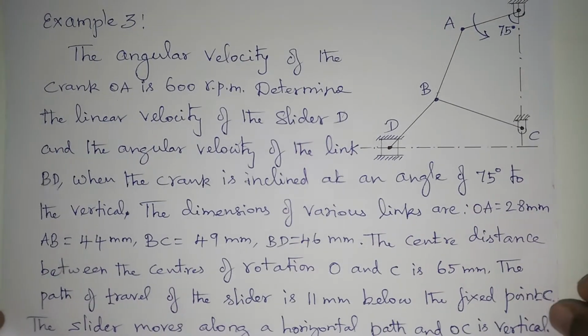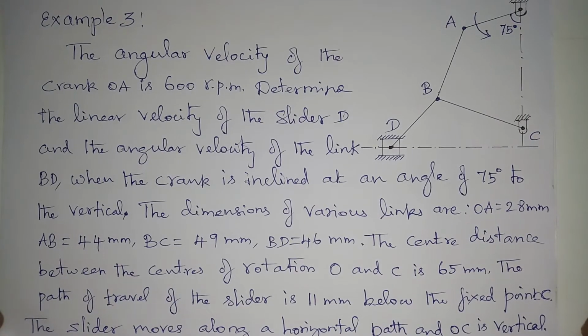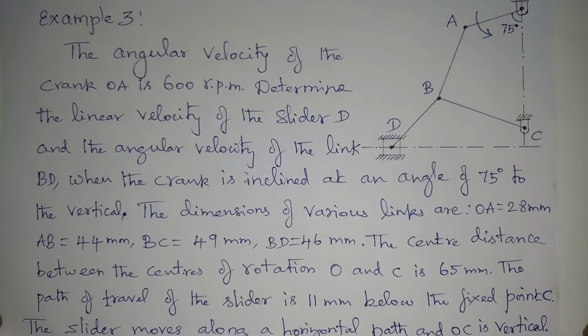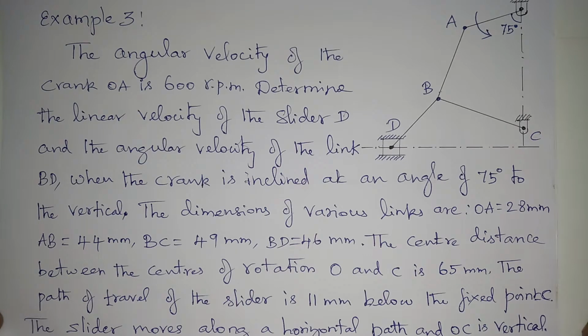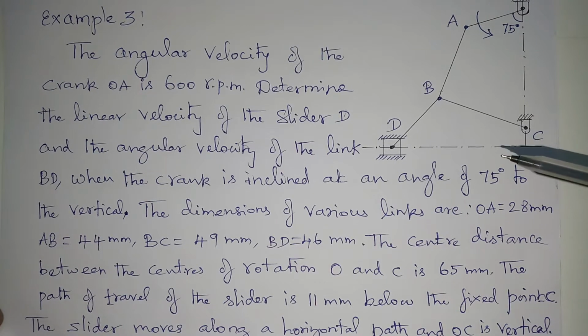Hello everyone, and in today's video we are going to see how to construct a velocity diagram for the given example. Let's move into the example. The angular velocity of the crank OA is 600 rpm. Determine the linear velocity of the slider D and the angular velocity of the link BD.